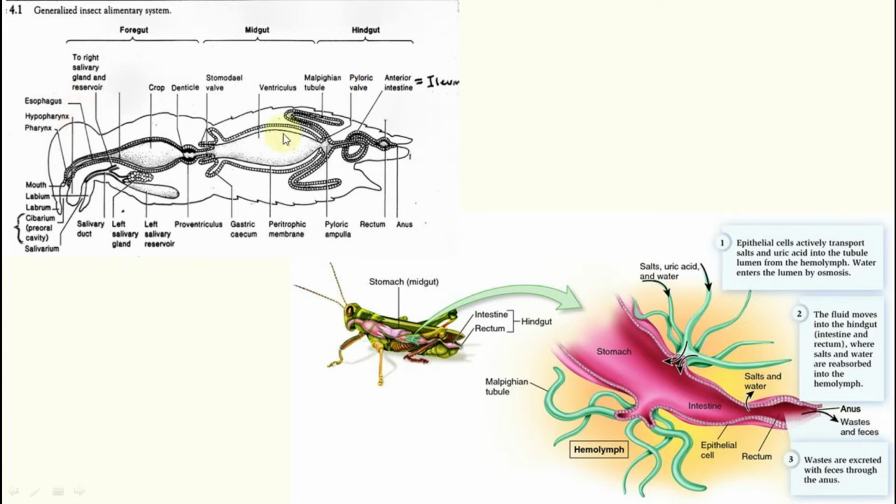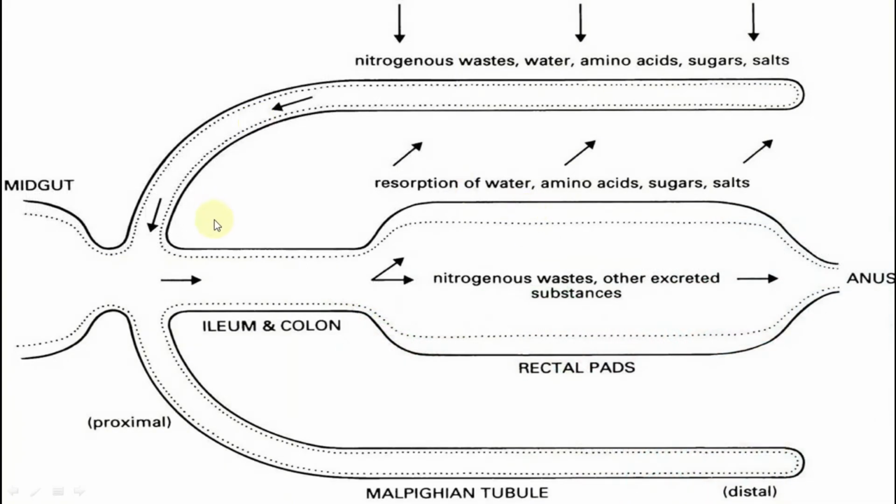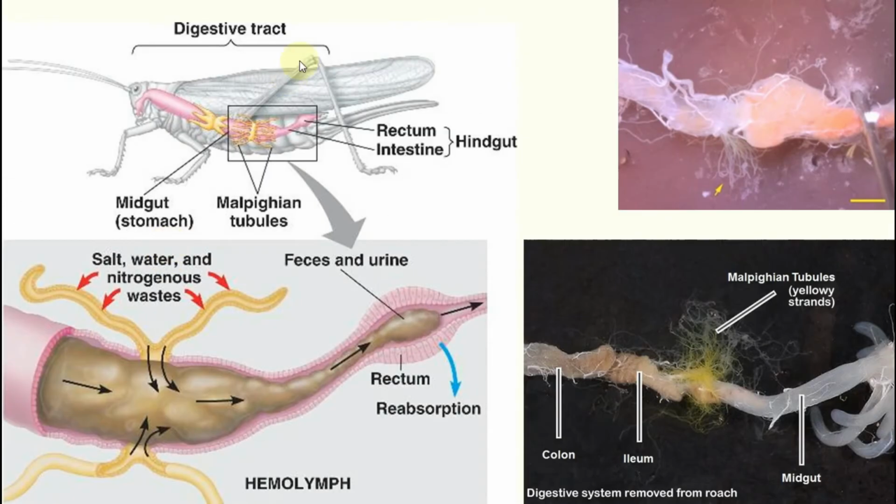Understood? This is the generalized picture. At the junction of midgut and hindgut, the Malpighian tubule is arising. In this picture, this is the stomach, ventriculus, the midgut, and this is the intestine, hindgut, ileum, and at this point your Malpighian tubules are arising, suspended in the body cavity. Clearly understood? You should know the anterior part of the hindgut.